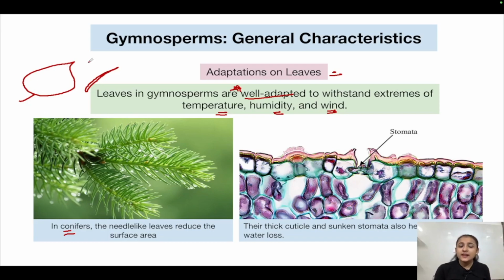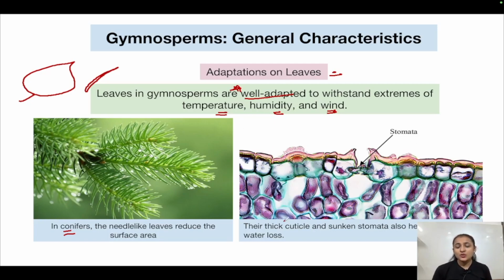If the surface area is more, water loss increases because there is more area on the leaf for the water to evaporate. But if the needle-like leaf is present, the water holding capacity of the leaf increases and the water loss decreases greatly. That is why the leaves are adapted into these needle-like structures in gymnosperms, in order for them to survive in cold areas and where water is not present in abundance. That is, it is a dry kind of area.